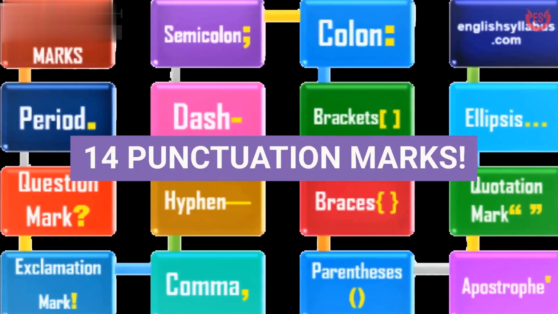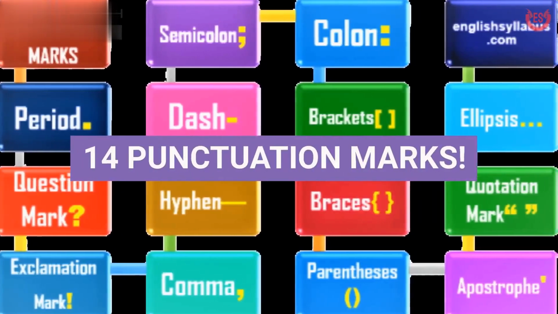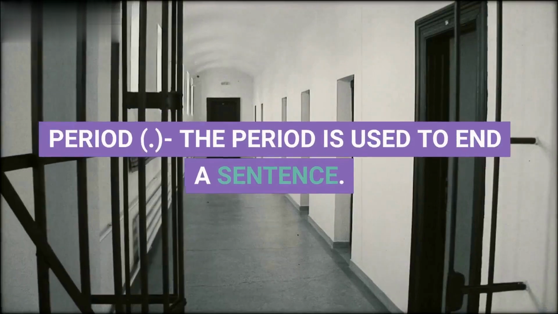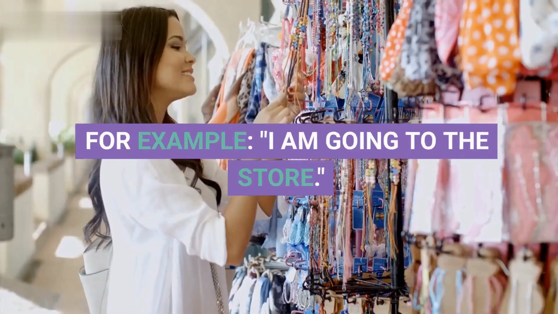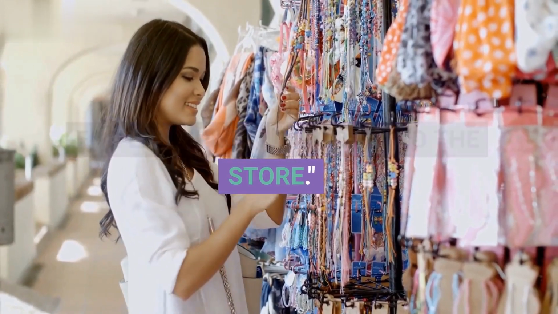14 punctuation marks. Period. The period is used to end a sentence. For example, I am going to the store.